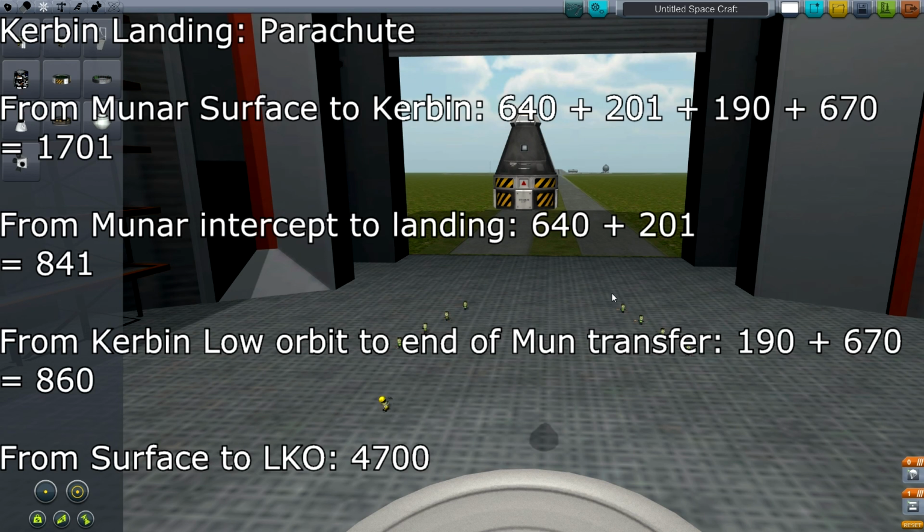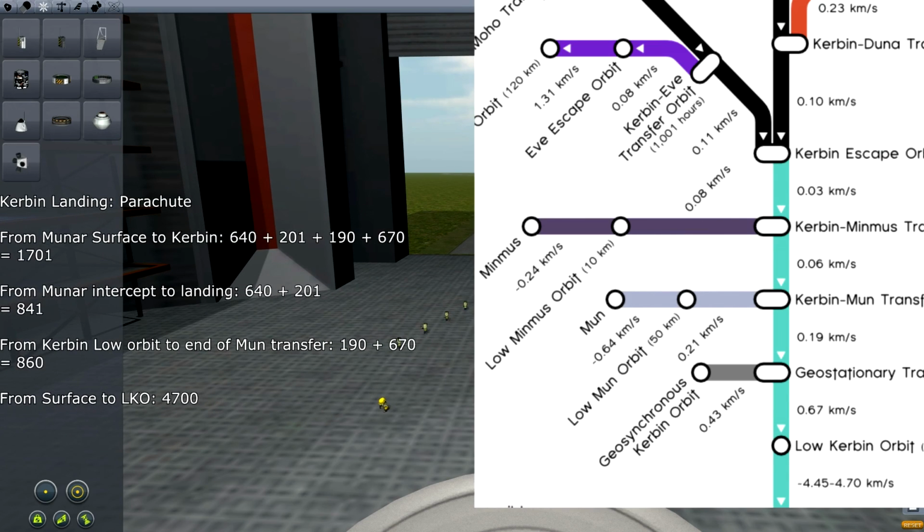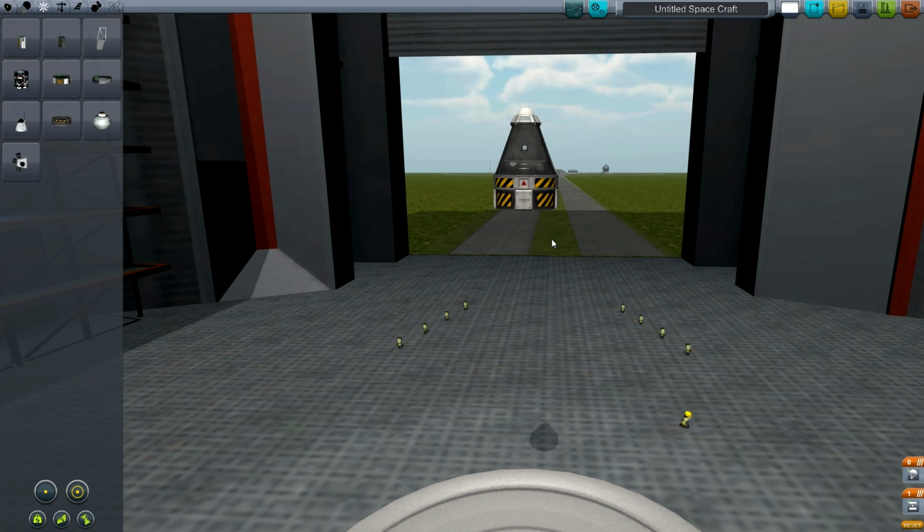So again, using your delta V chart, total up all the costs. So it's 640 delta V, 201, 190 and 670 equals 1701 delta V. So if this module that we're putting on now has 1701 delta V, that will be sufficient to get it from the surface of the Moon back to Kerbin without going through any extra stages. And to me that's quite logical. It can all be done in a single burn, in fact.